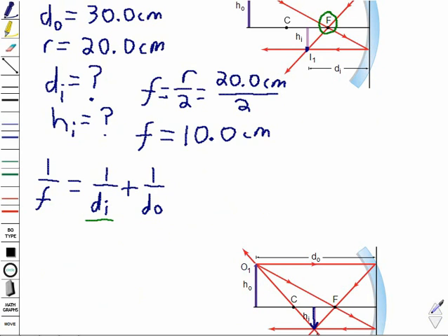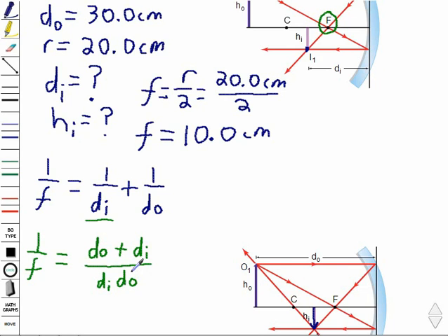So the algebra we've got to do is we want to make this side of the equation have common denominators. So in order to do that, we're going to get one over f still, and when we multiply both parts of the fractions to get a common denominator, we're going to end up with distance of the object plus distance of the image over their most common denominator, which is di times do.